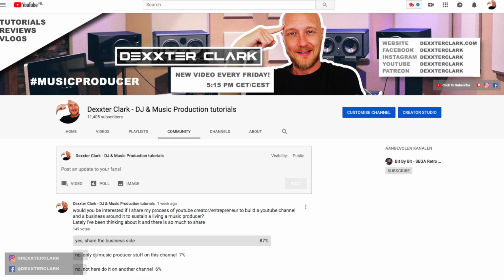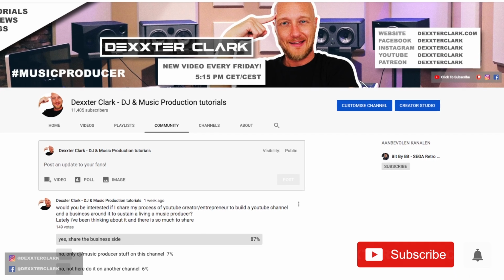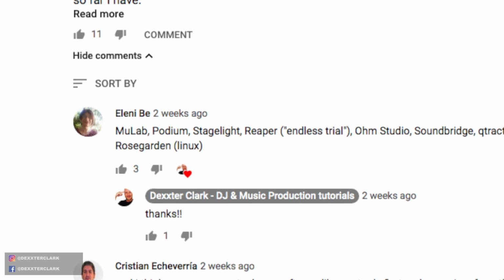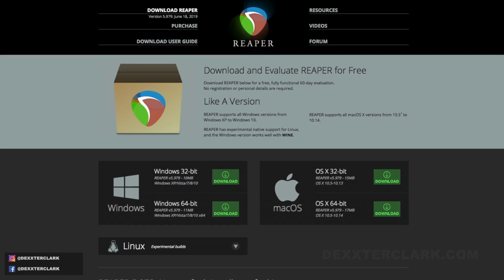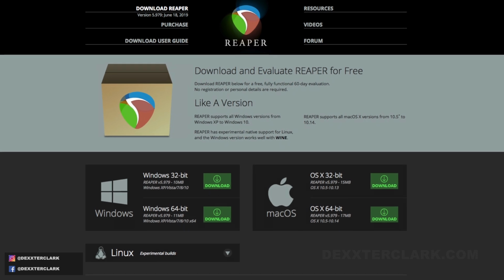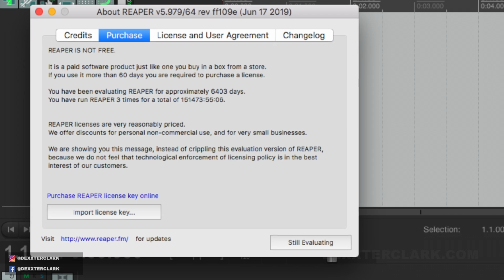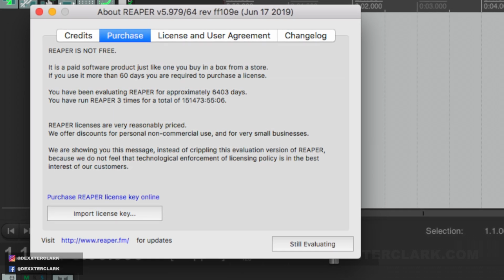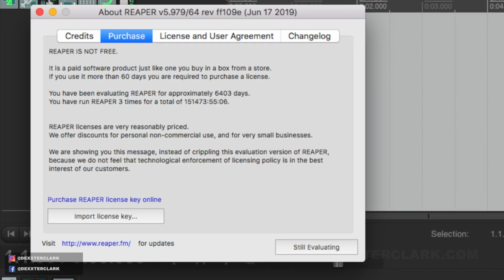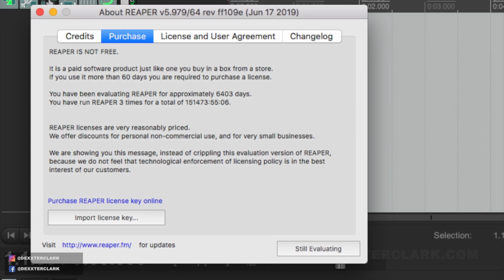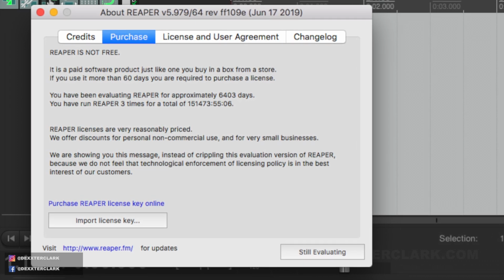When I asked the question in my community tab, which free DAW do you know? Someone said the endless, quote unquote, trial of Reaper. Well, on their website, they say it's a 60-day trial. But since the software relies on a system clock to determine the date, yes, you can easily fake it. And indeed, it seems to work past the 60-day period. So, it's also usable in 2037 with a 6,403-day trial.